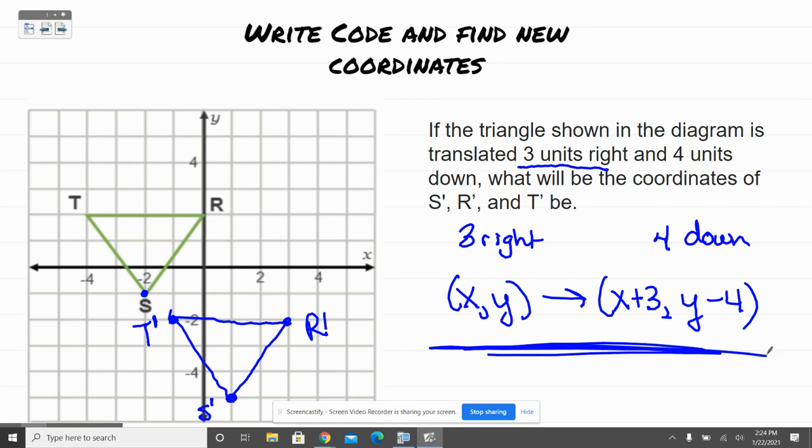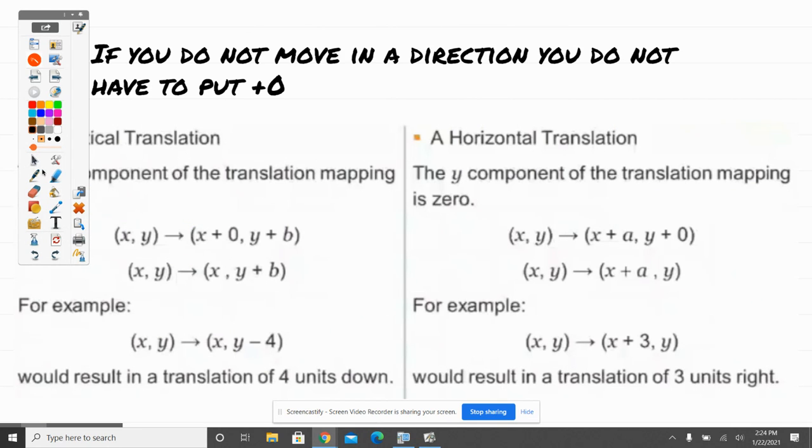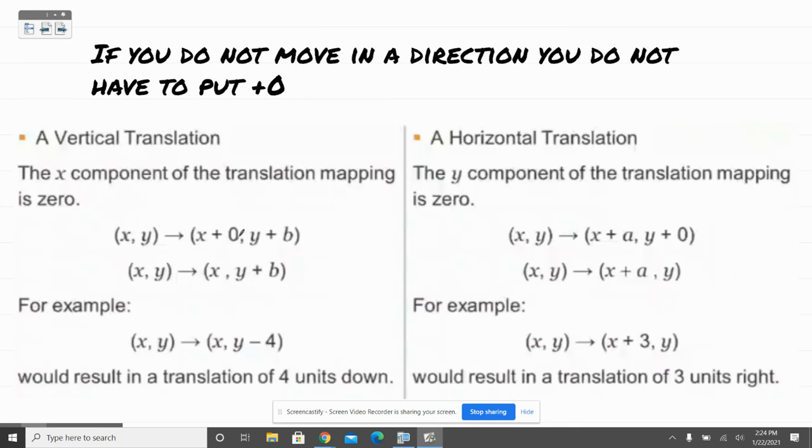But we could have used the code as well, because look, T is at -1, 2. Add 3 to the X, subtract 4 from the Y, you're at -1, -2. Guess where that T was? -1, -2. So you can do it by hand or you can use the code. Okay, you don't have to put a number for 0. If it doesn't move left or right at all, you could put a 0, but a lot of times we don't.